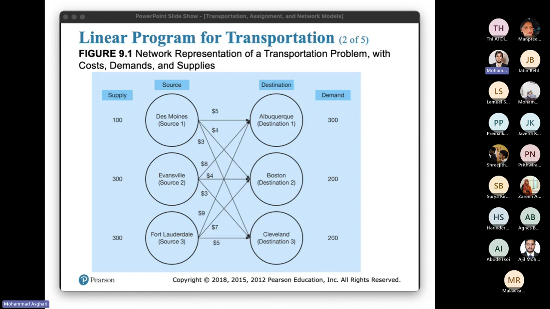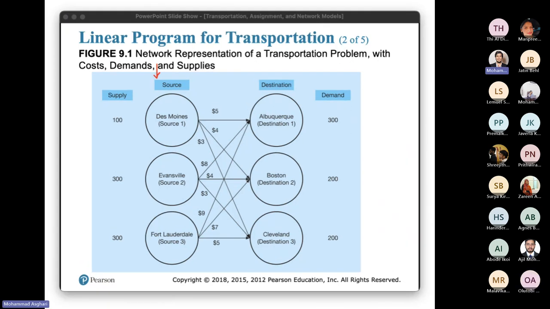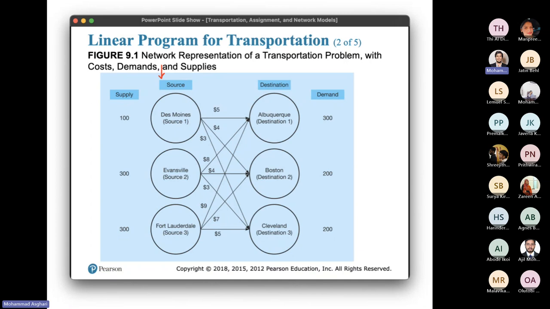This is a nice example for Executive Furniture Corporation. They have some sources. You can see all sources on the left side: source 1, source 2, and source 3. Each one has its own capacity. For example, the first has a capacity of about 100 units, so they cannot produce more than this number. The second source has a capacity of about 200, and the last one, 200 as well.